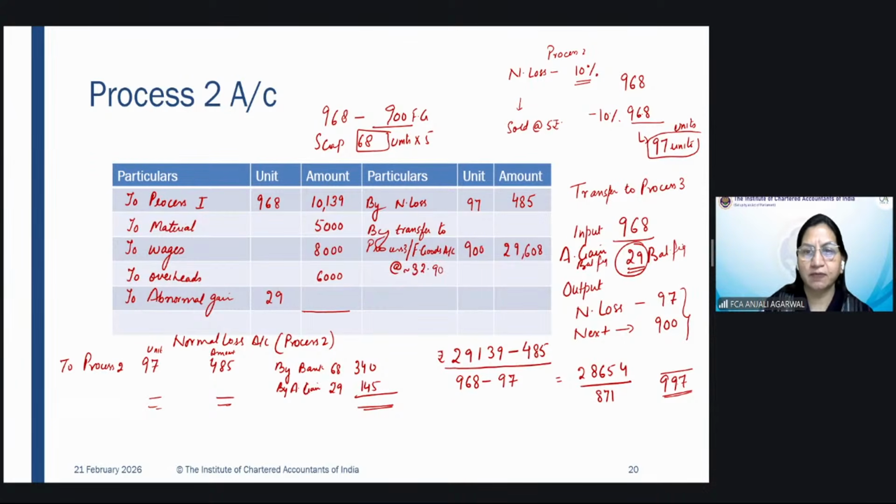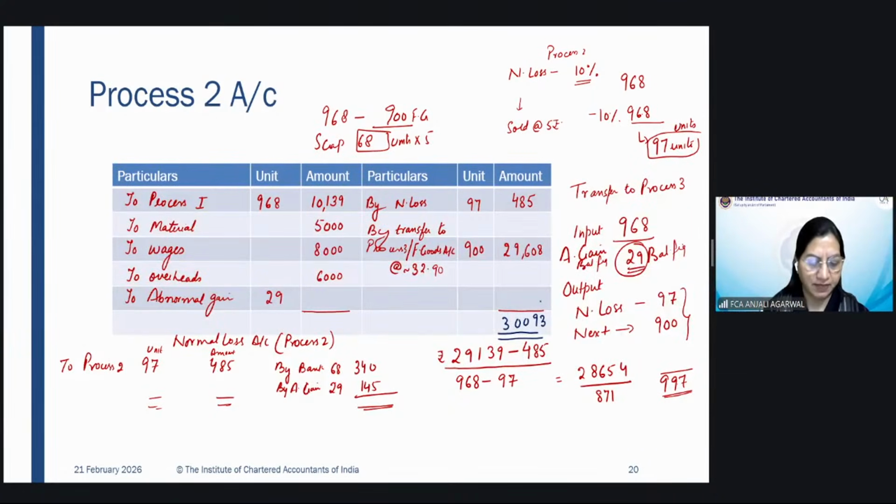So actually, if you multiply 900 by 32.90, it might come out to be a little more. In India, in currencies, don't take more than 2 decimals generally. Right? Now you can have the total of this side. I'll take a different color to do the total. So it is 29,608 plus 485, which is 30,093.